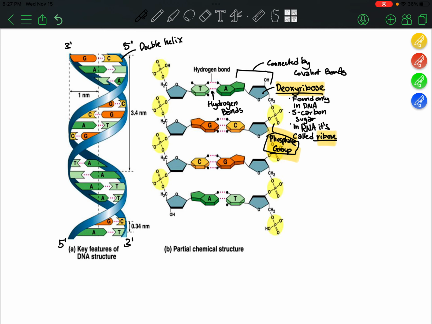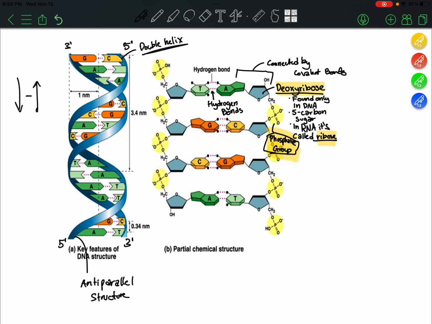Because of that, it looks as if one strand is going this way, 5 to 3, while another strand is going 3 to 5. This is technically parallel, but it's not purely parallel. So that's why we also call DNA an anti-parallel structure. Now, the next thing you need to know is the actual nitrogenous bases. What causes this double helix? It's actually the nitrogenous bases themselves.